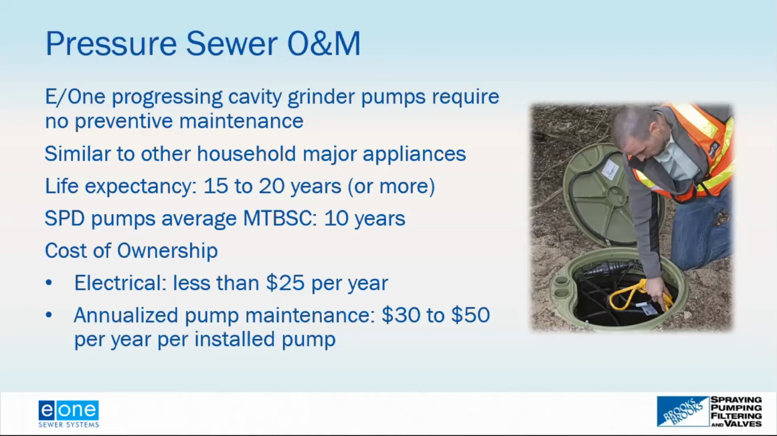And we looked at a lot of reports and a lot of evaluations. We found that with the E1 semi-positive displacement pump, the annualized pump maintenance is about $30 to $50 per year per installed pump. Now, I do want to make a distinction that when a pump requires maintenance, it's not going to cost $30 to $50 to fix it. But if you had a collection within a community of, say, 200 pumps, and you put aside $30 to $50 per year per installed pump, when you do have that service call in year 10 for some of the pumps, you'll have that sort of, let's call it an insurance pool that you could pull from.